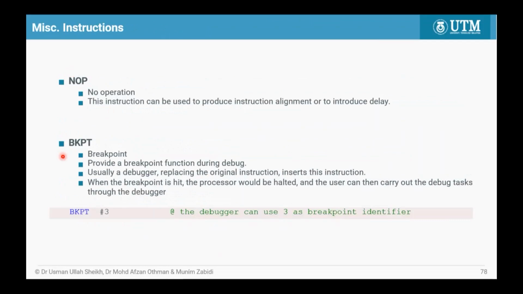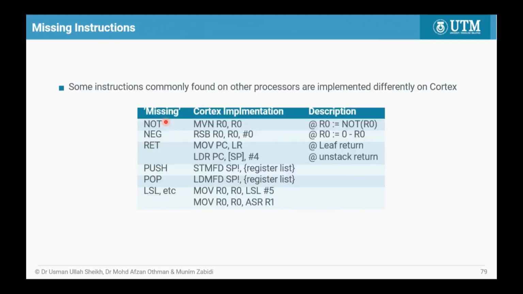BKPT is for the breakpoints. These are some of the instructions commonly found on the processor that are implemented differently on the Cortex. For example, if you learned about the AVR instructions, you have the NOT, but in Cortex we use the MVN. If you use the NEG for the second complement, in Cortex we apply the RSB, etc.